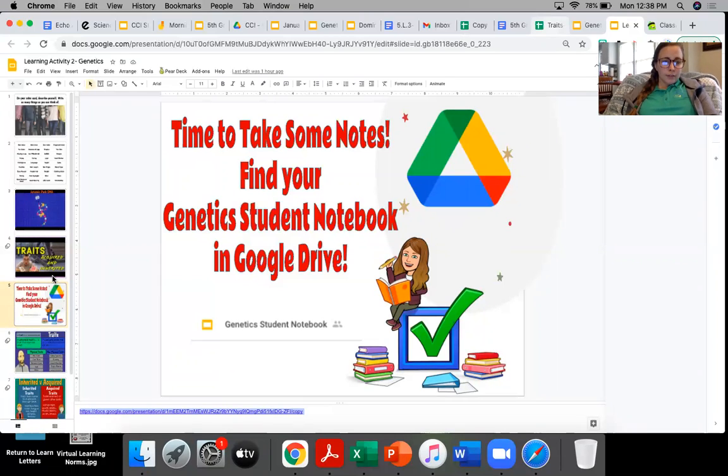Hopefully you have it. If you do not have it, you will need to go back in your notebook and make some updates to your notebook and update those first two slides that we did. You'll need to watch the lesson from Friday to be able to have your notes for that, because you will be turning in this notebook for a grade next week.